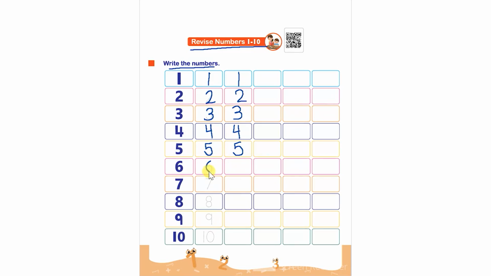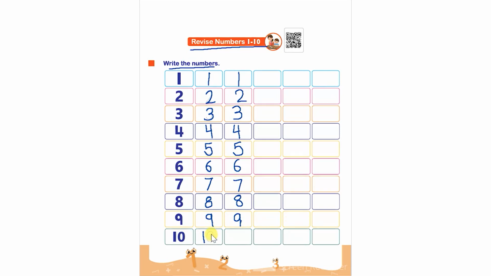Next is 6, so they have to first trace it and then write it in all these boxes. Then 7, so they have to trace it and then write the same in all these boxes. Then number 8, they have to trace it and write the same in all these boxes. After that, 9, so they have to first trace it and then write it in all these boxes in this same row.